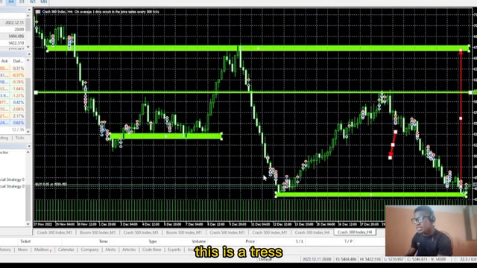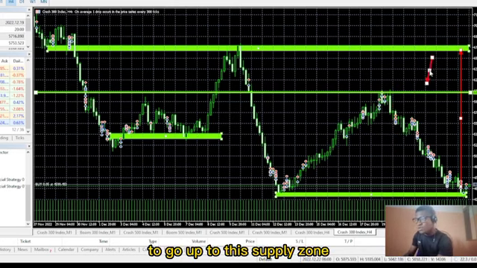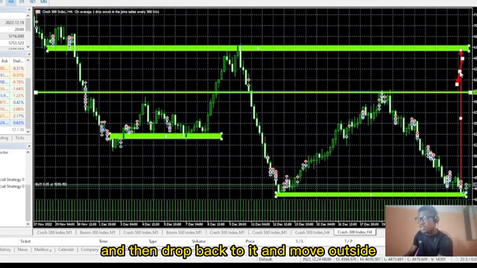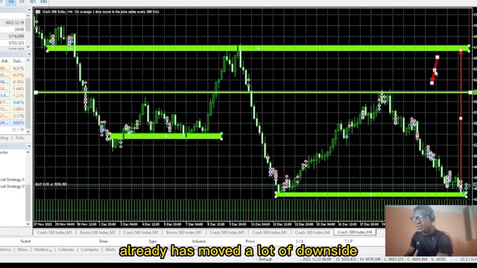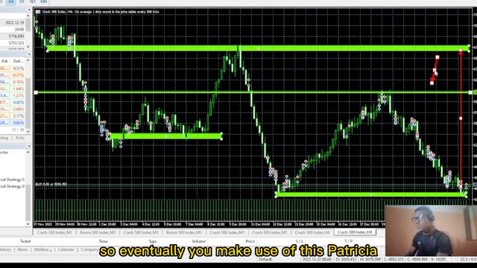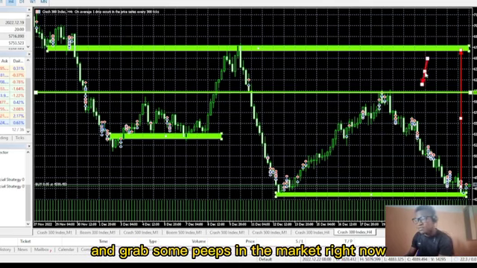Now see that this is where I should expect the market to move. If it breaks this zone, this is my first TP right here. I should expect the market to go up to this supply zone and then drop back to it, then move upside. If you watch, this crash has already moved a lot to the downside. So we should now expect a very crazy upside momentum buy in this particular market. So you can actually make use of this opportunity and grab some pips in the market.